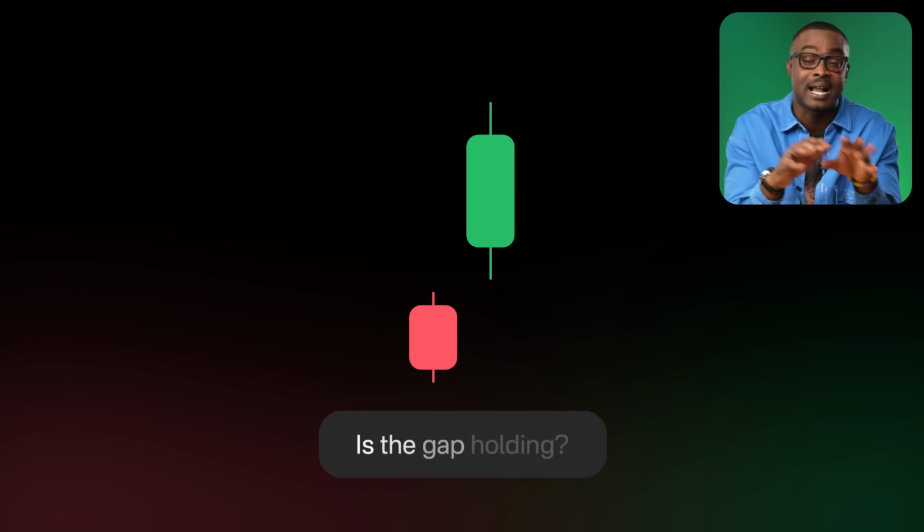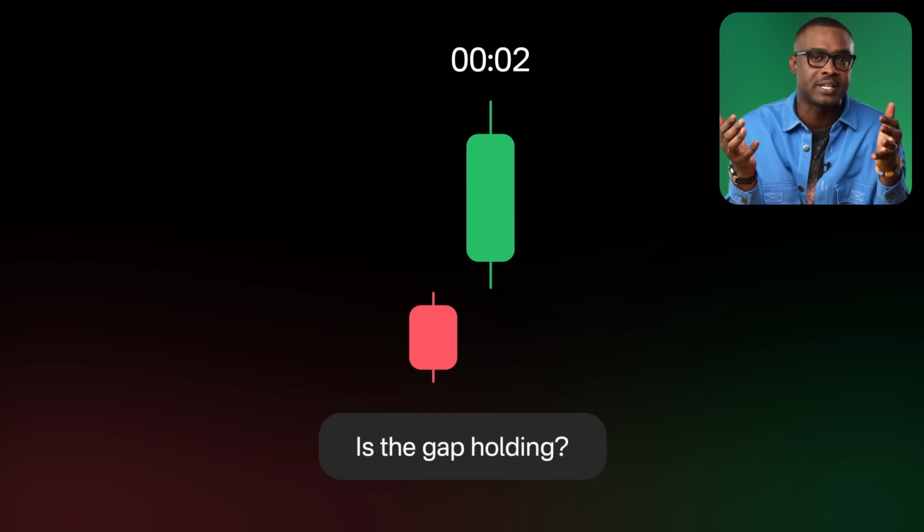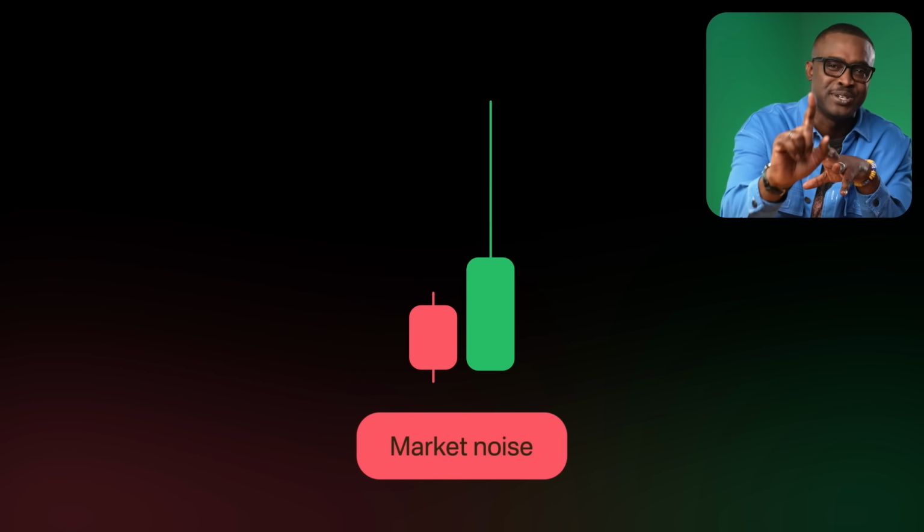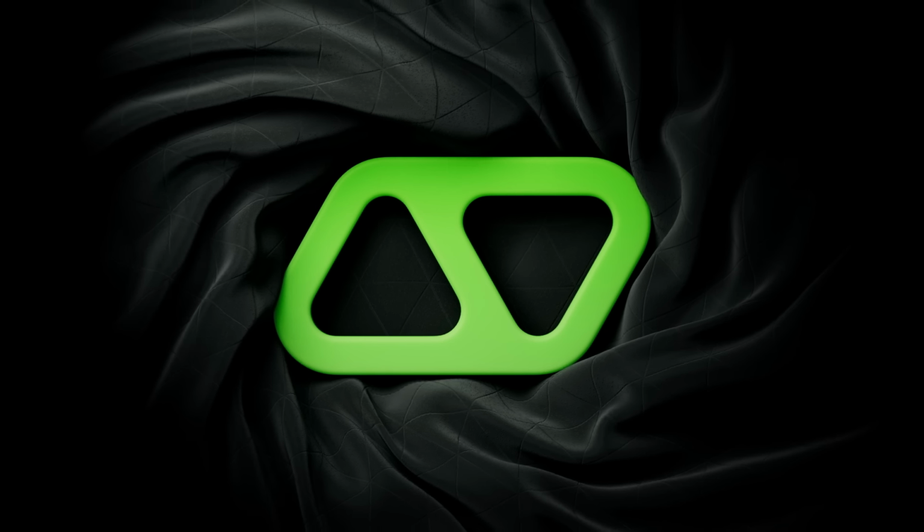The trap here is hesitation. Most traders see the gap and wait for price to pull back before entering. With this pattern, that pullback often doesn't come at all, or happens briefly before the move continues. What you need to figure out is, is the gap holding? If price tries to fill the gap and fails, that move is likely real. If it immediately reverses back into the gap, that pattern isn't holding, so you need to be cautious.